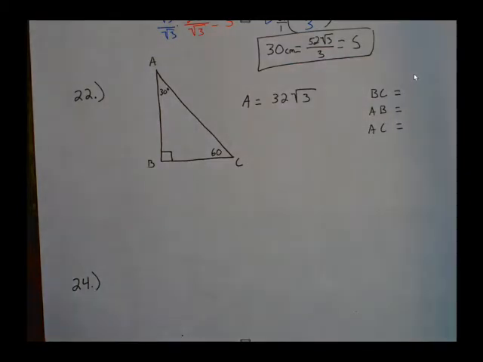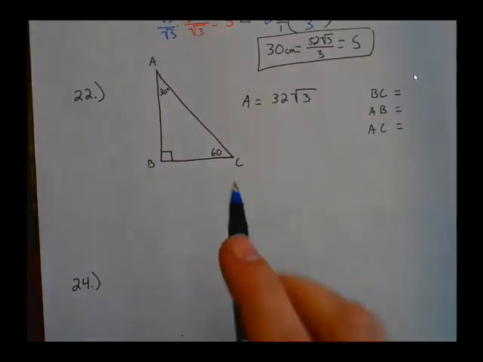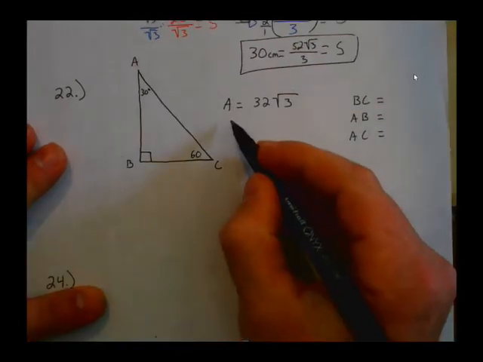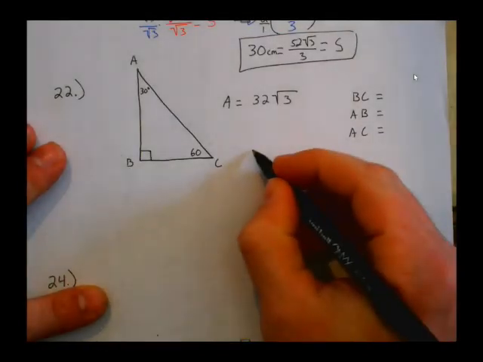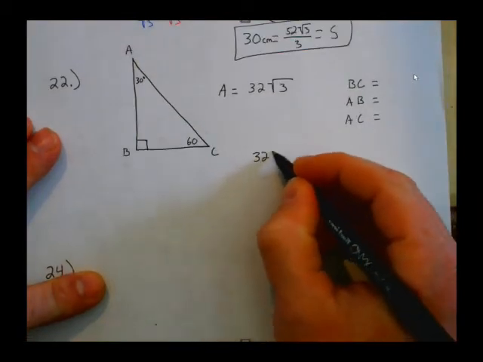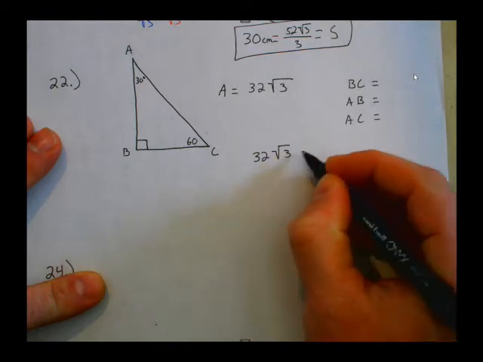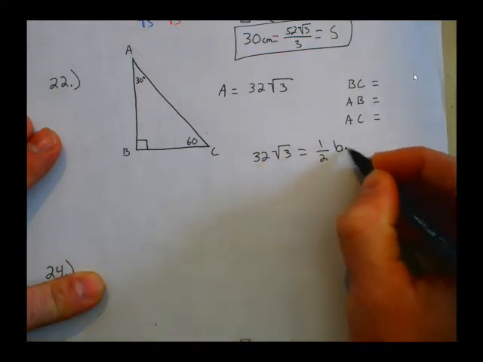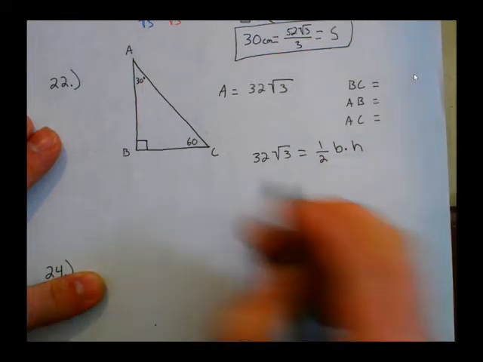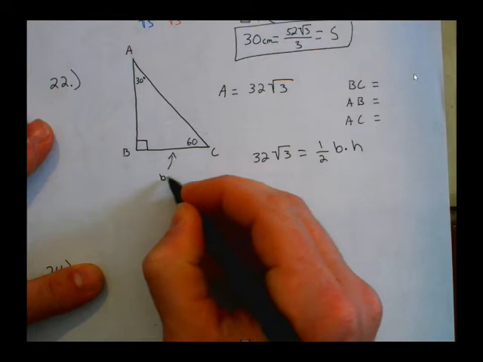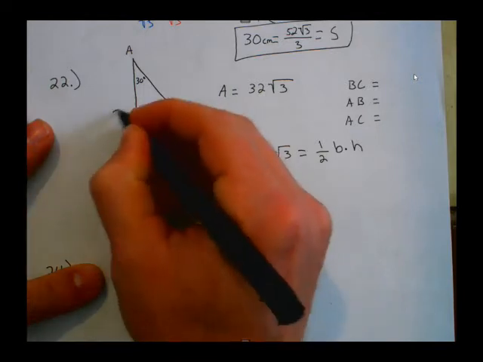The best way of going about this is to recognize that there's a formula for the area. The area is 1/2 the base times the height. Okay, so I'm going to do this down here. 32 root 3 is equal to 1/2 the base times the height. Now the base, we'll call that this right here, and we'll say that this is the height.